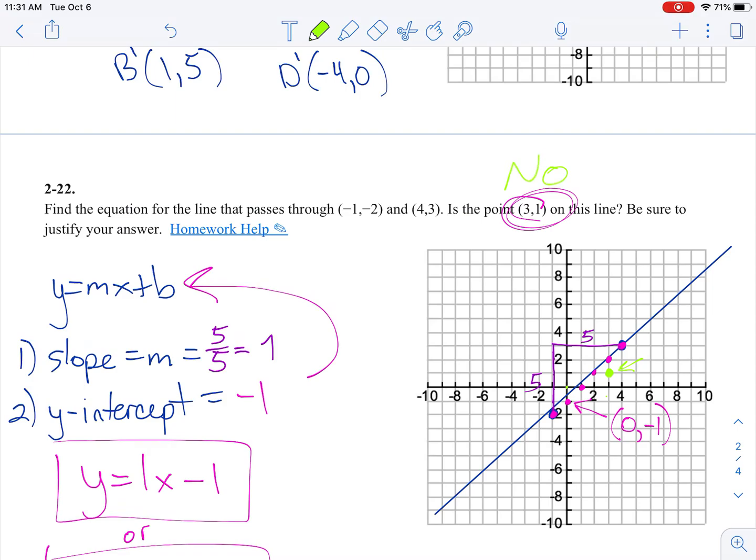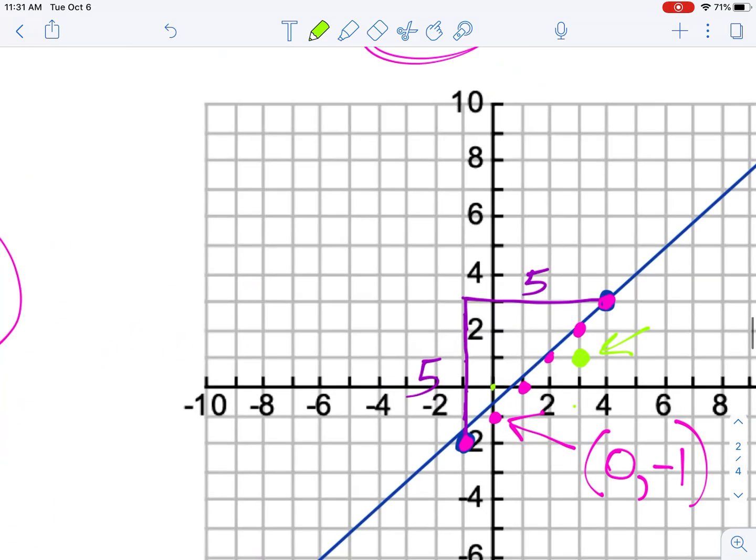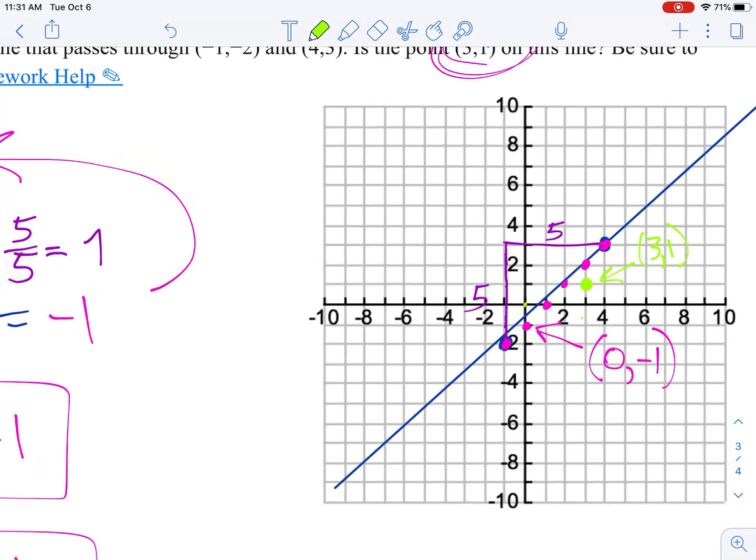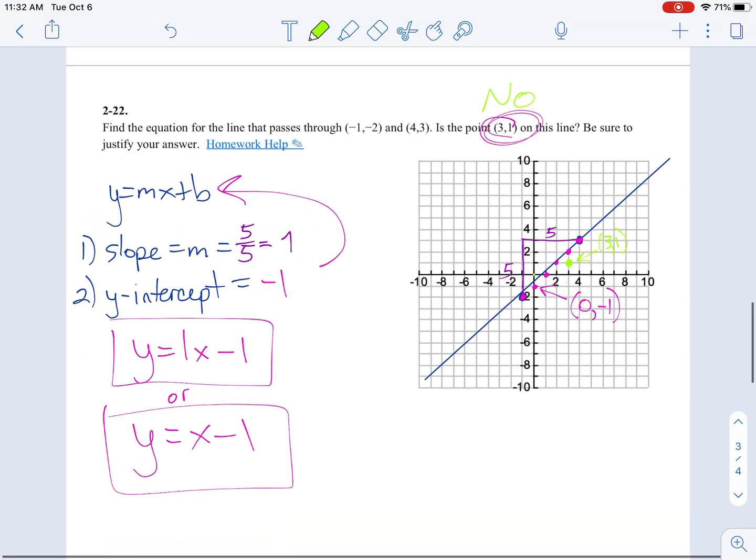Be sure to justify your answer. Well, showing you in my work, I'm justifying my answer. I mean, I'm justifying my answer by talking, but you can be drawing all of these things on your graph or on your picture to let me know that no, it's not. I can clearly see that that green point is not on that line.